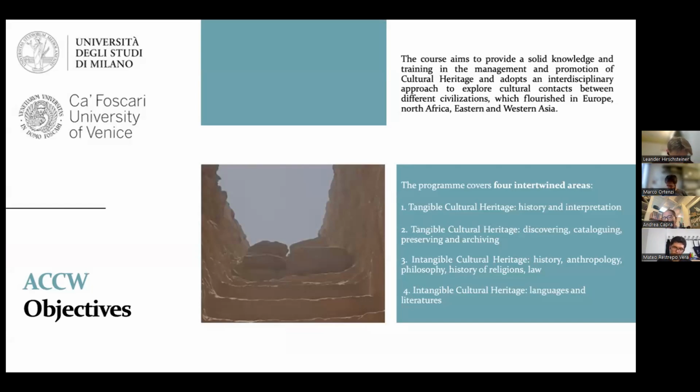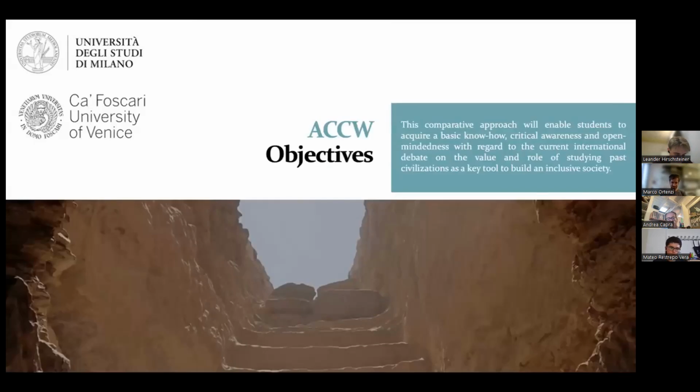So tangible cultural heritage, history and interpretation, and here we're talking about disciplines such as ancient history or anthropology. But there are also clearly more concrete things, how to discover and catalog things. We're talking about archaeological sites, archives, monuments, and things like that. But heritage is also about intangible things, such as thought, history of religions, or indeed language. Language is, of course, part of the intangible cultural heritage. So these are the main areas that we are covering in the course.